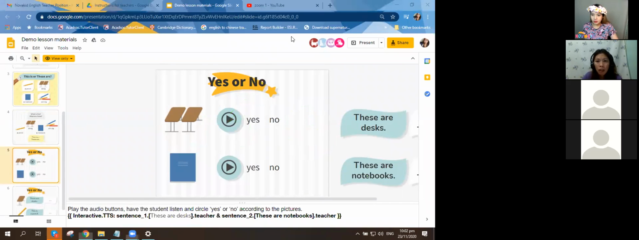Okay, again, I always remind the applicants that when you see these buttons, it means you can play them. And you will hear these sentences when you play them. But if they don't work, you can just say, these are desks, if the button doesn't work. But for this time, of course, it's not going to work. So I'm just going to read.